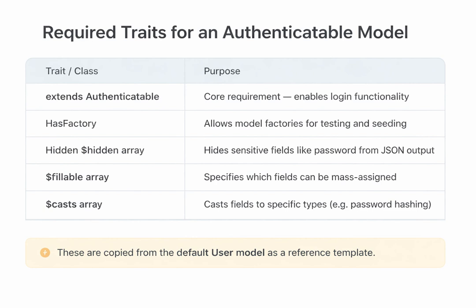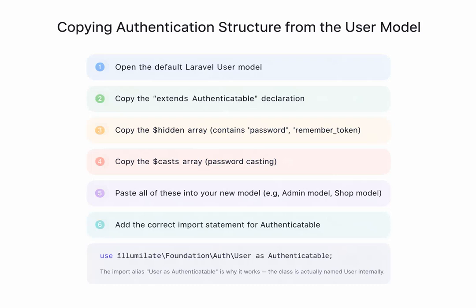The instructor points out that the easiest way to get all of this right is to simply copy the structure from the default Laravel user model, since it already has all of these set up correctly. The instructor demonstrates a practical shortcut here. Instead of writing all the authentication boilerplate from scratch, you simply open the default Laravel user model and copy the relevant pieces: the extends authenticatable declaration, the hidden array, and the casts array. Then you paste them into your new model.